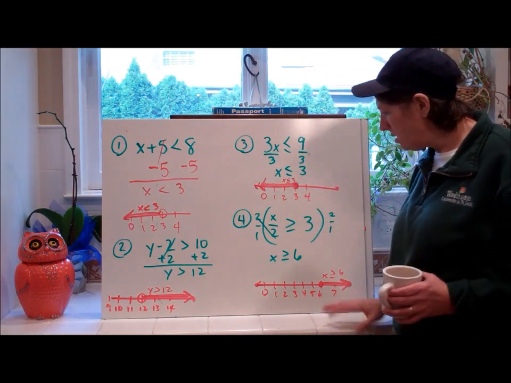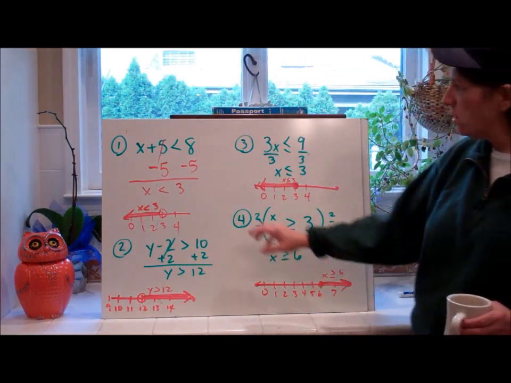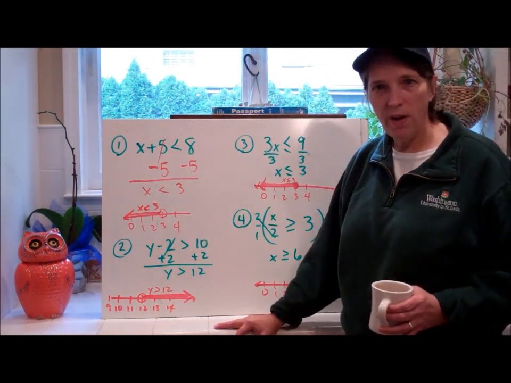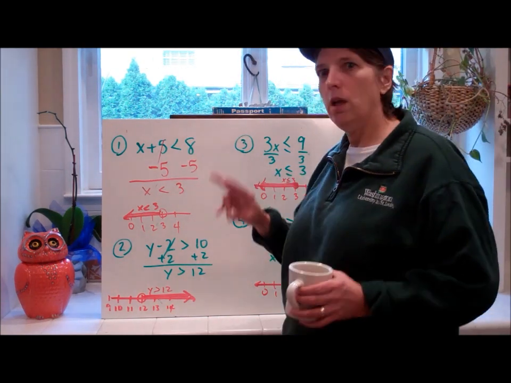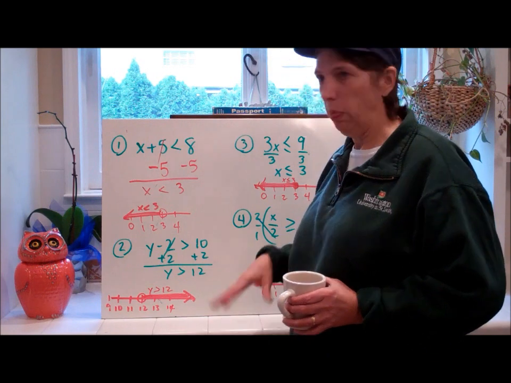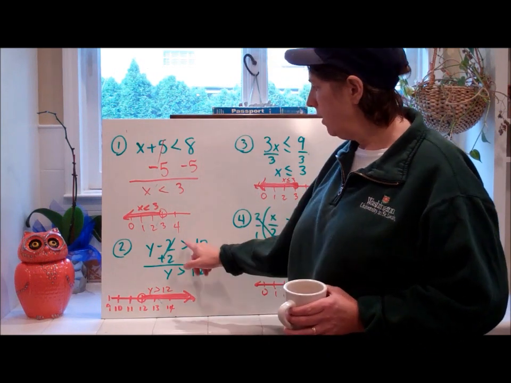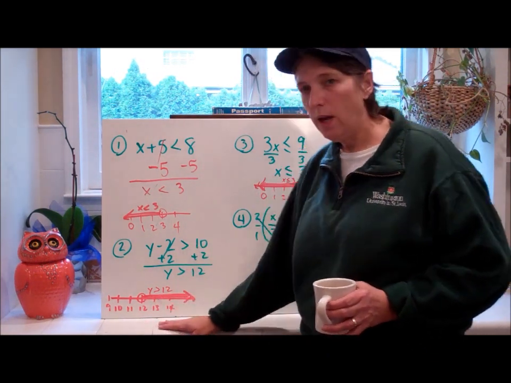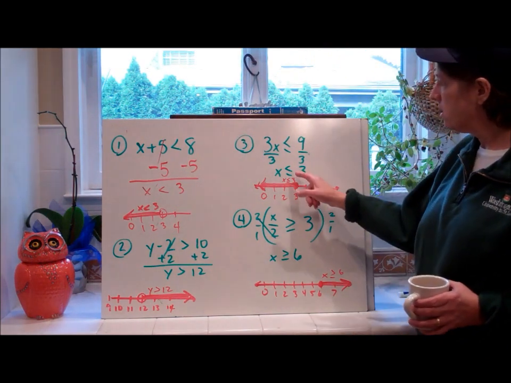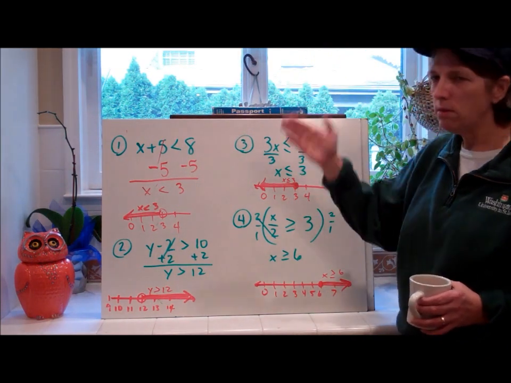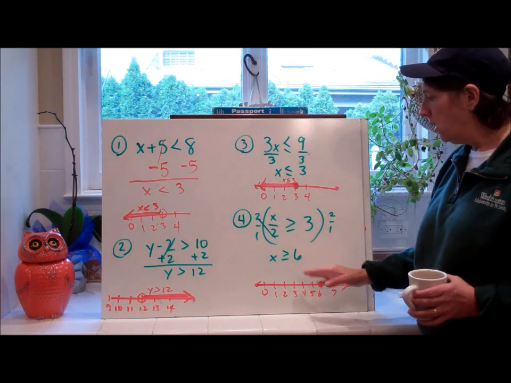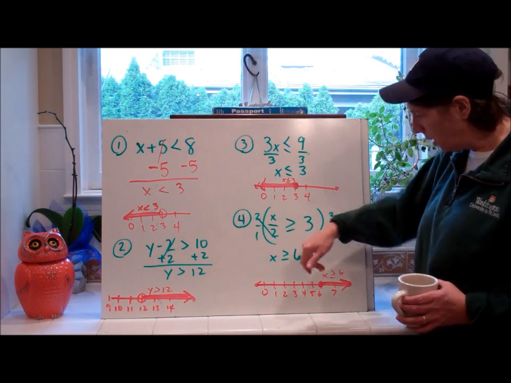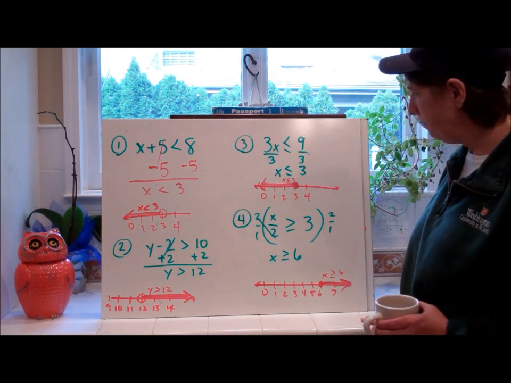So check these, and then you'll notice this is less than, so I know I'm going to have an open dot. You immediately go back to the inequality. This is greater than, so I have an open dot, line to the right. This is less than or equal to, so I have a closed dot, line to the left, less than. Greater than or equal to, I have a closed dot, line to the right, because it's greater than.